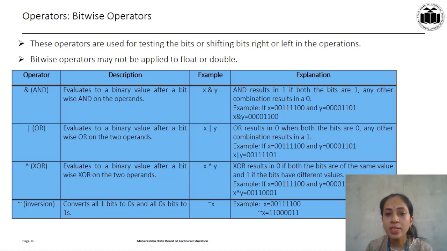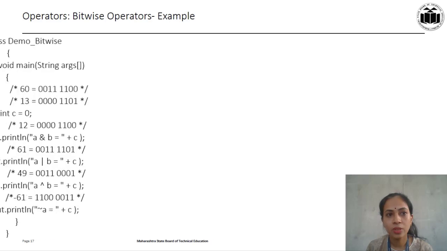XOR results in 0 if both the bits are the same value and 1 if the bits have different values. Inversion means converting all 1 bits to 0 and vice versa. So let us take the example which explains the concept of bitwise operator.